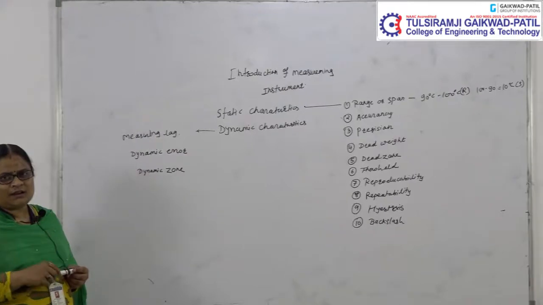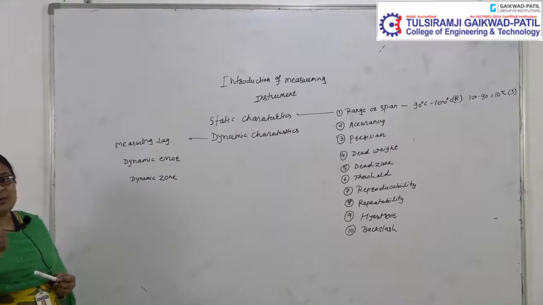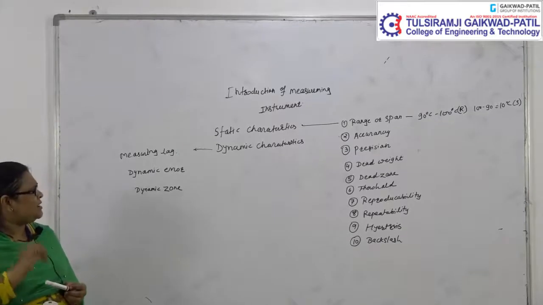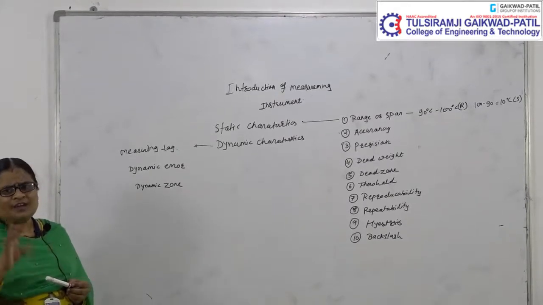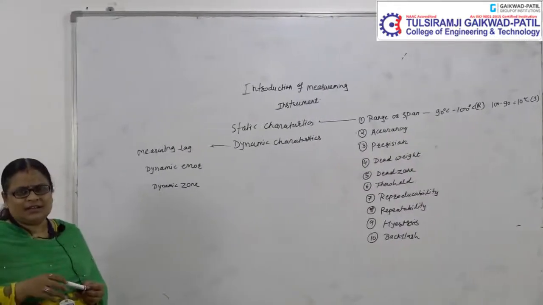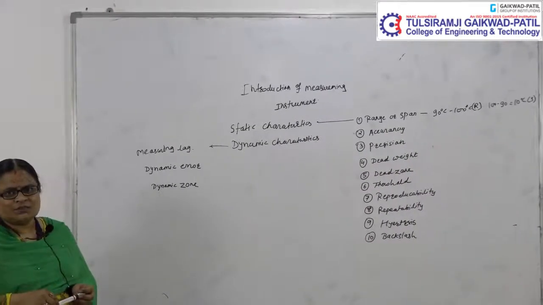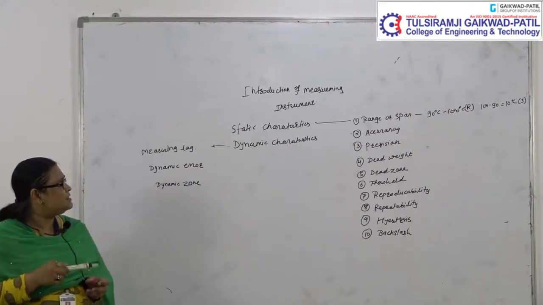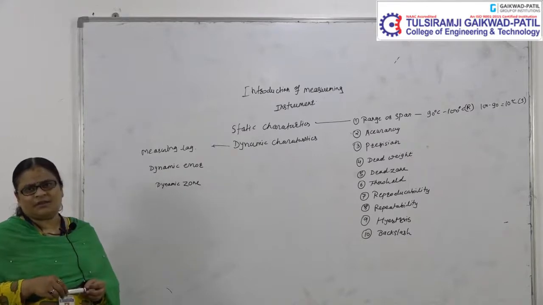So you have to write down at least 7 to 8 characteristics related to the static characteristics, and dynamic characteristics are 3 to 5, and these dynamic characteristics you have to write completely in the university examination. So it is the introduction of the static characteristics and the dynamic characteristics.